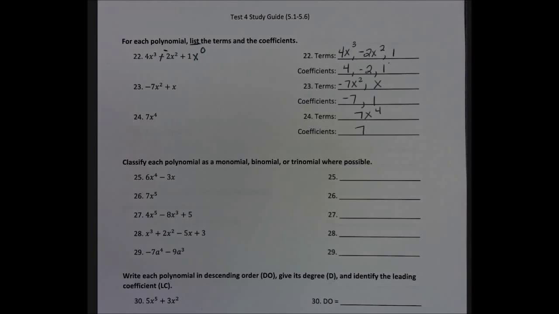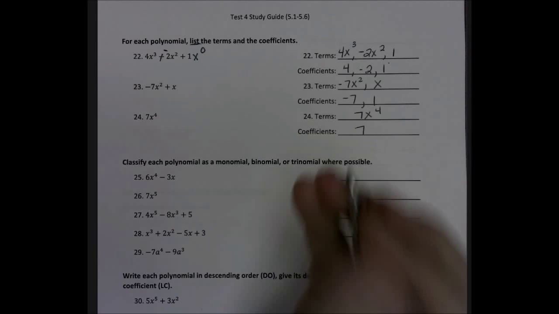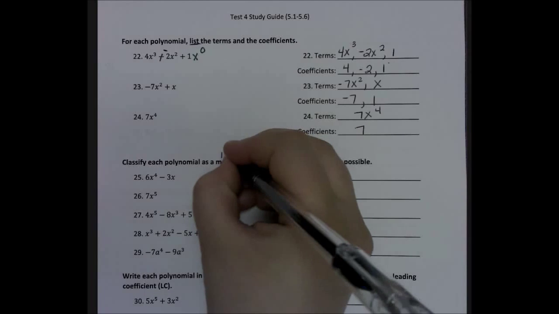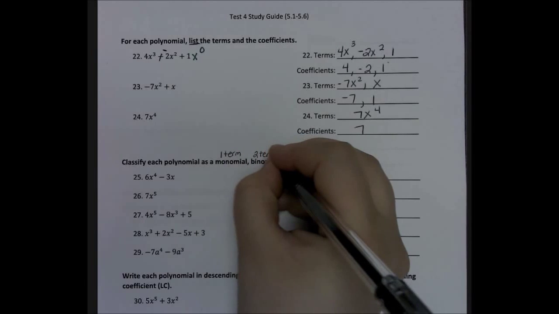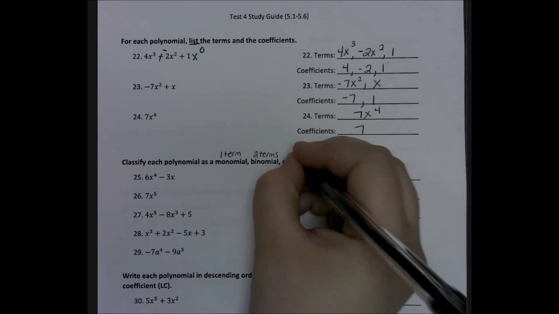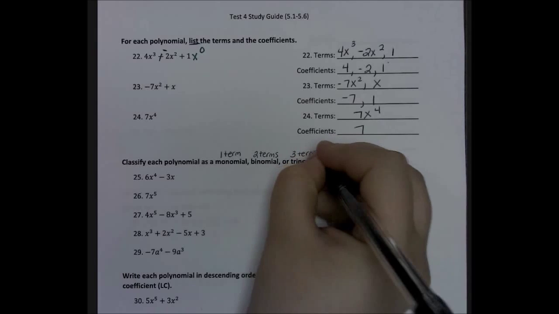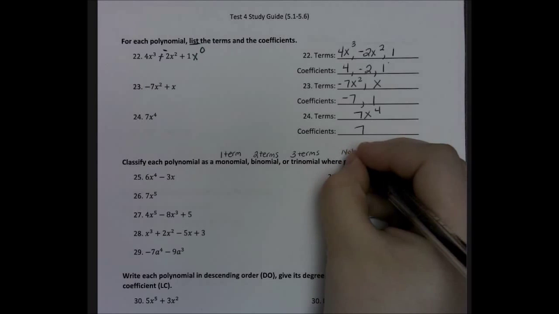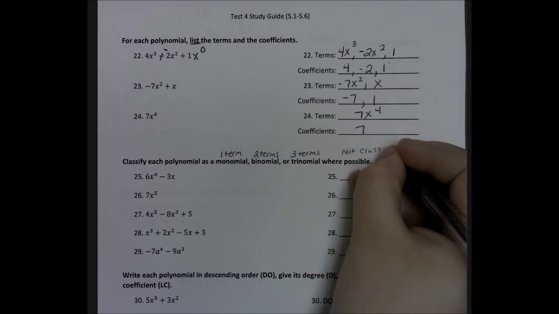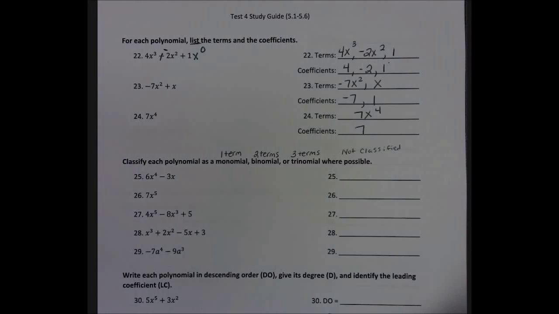So classify each polynomial as a monomial, binomial, or trinomial where possible. So a monomial is 1 term, a binomial is 2 terms, and a trinomial is 3 terms. If they have 4 or more terms, we would write not classified, because they haven't told us what 4 or more terms are, so we would say not classified.